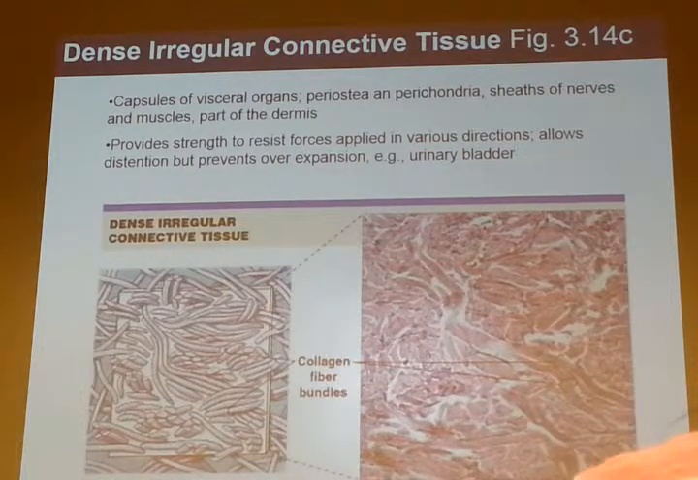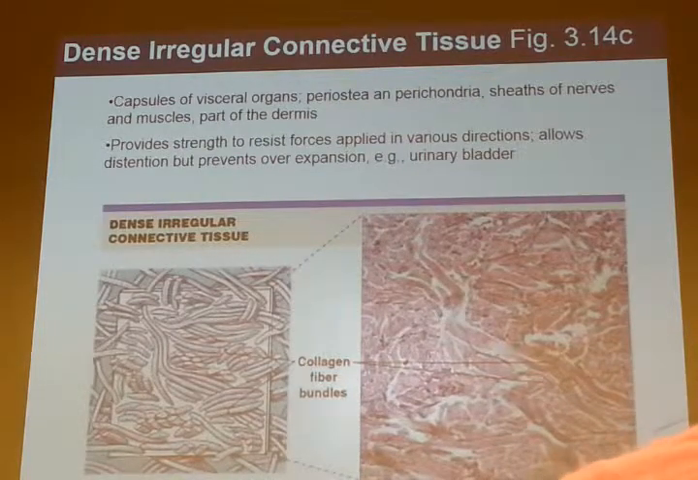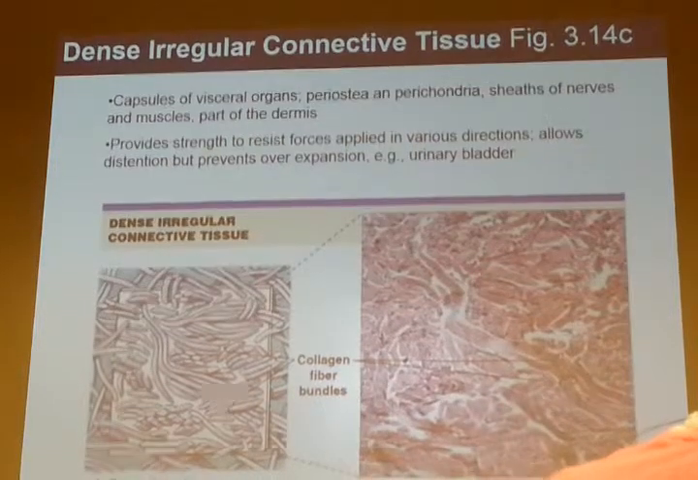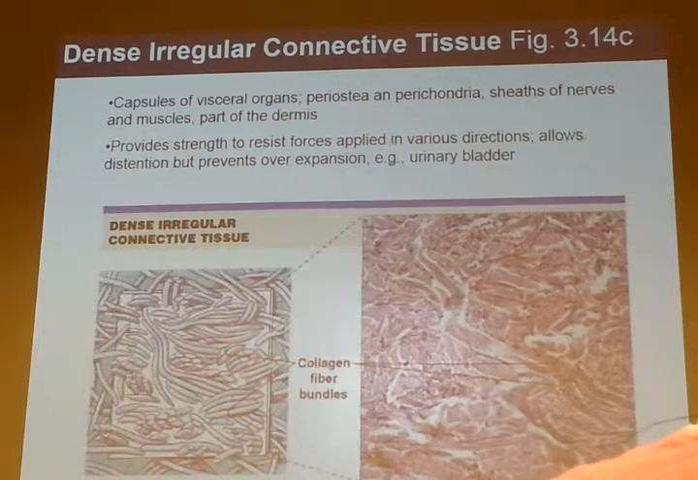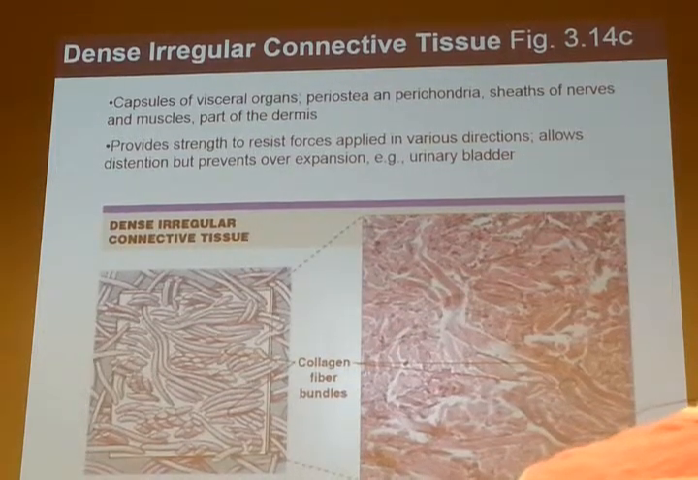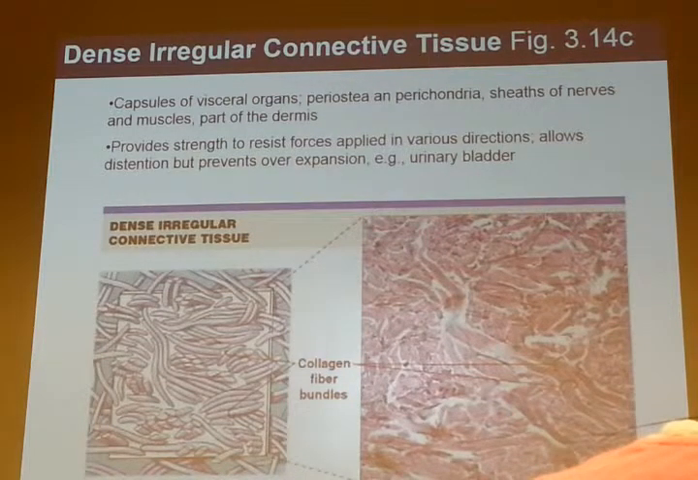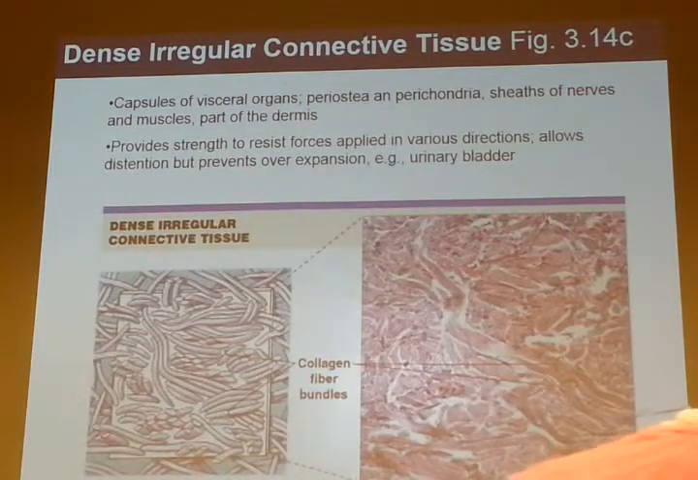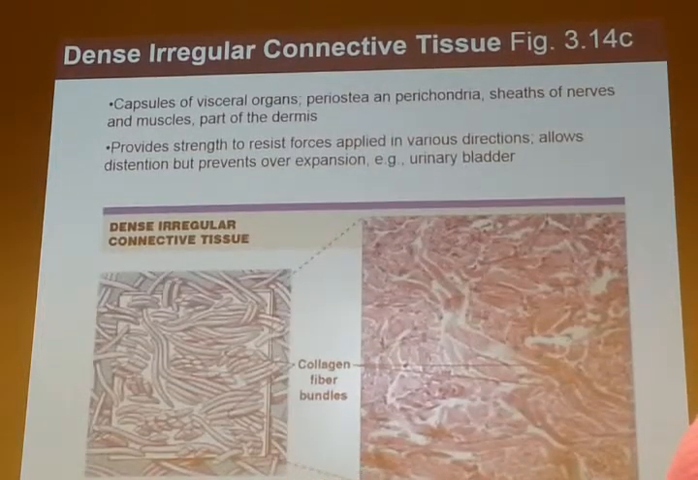So capsules on organs, also periostea around your bones. You need a connective tissue to help anchor tendons to your bones, blood vessels to your bones. The blood vessels have to enter your bones and exit your bones. So you want some kind of supportive tissue. If you have an infection in your muscle, you don't want it having direct access to your bones. So periostea helps to keep the infections out.